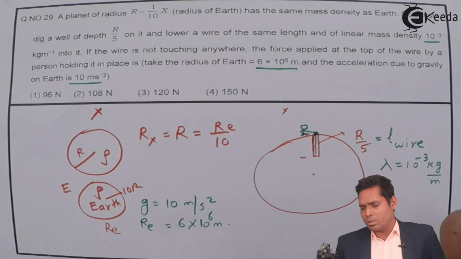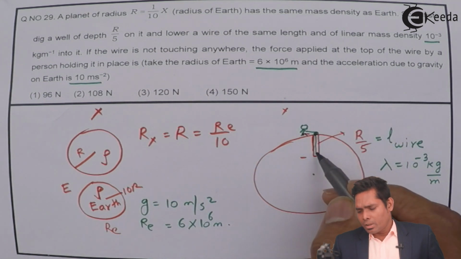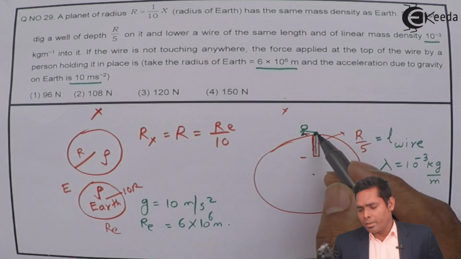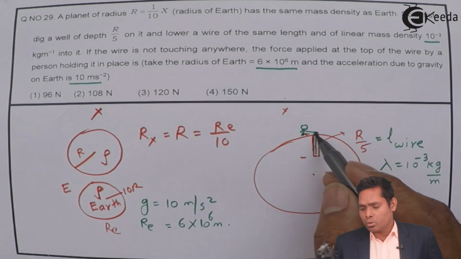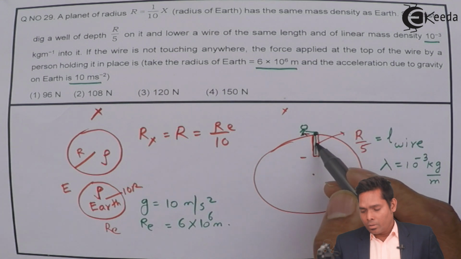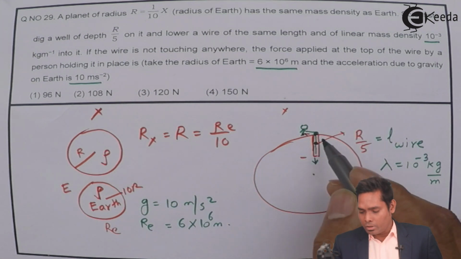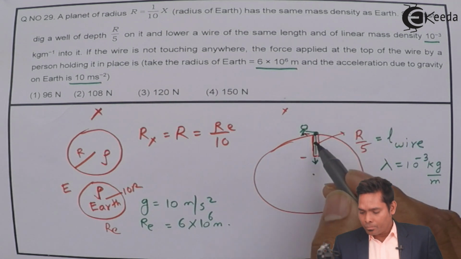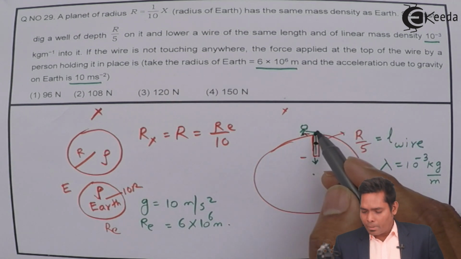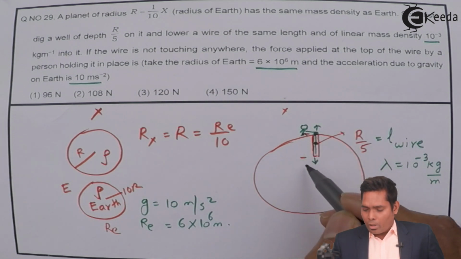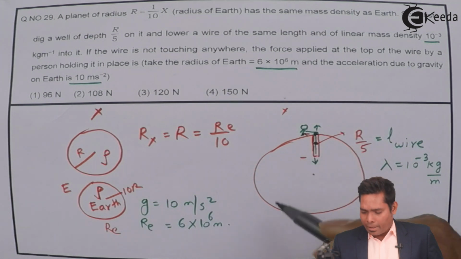Basically the question is: what is the weight of this wire? Whatever is the weight of the wire, that force has to be applied here, because this has to be kept in equilibrium, so the forces should be equal. The force exerted by this planet on the wire has to be applied here by the man. So basically you have to find the weight of the wire on this planet X.